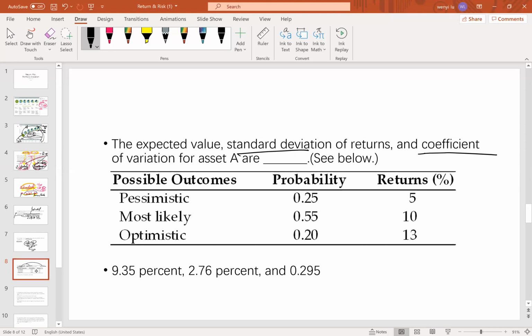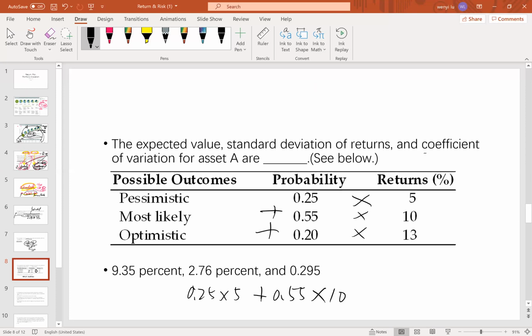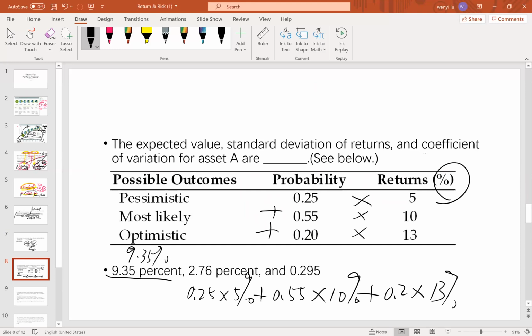So first one, what is expected return? Expected return is the probability times return, summed up. So we have 0.25 times 5 plus 0.55 times 10 plus 0.2 times 13. All these terms are in percentage. So you can solve 9.35%. That's how to solve expected return.